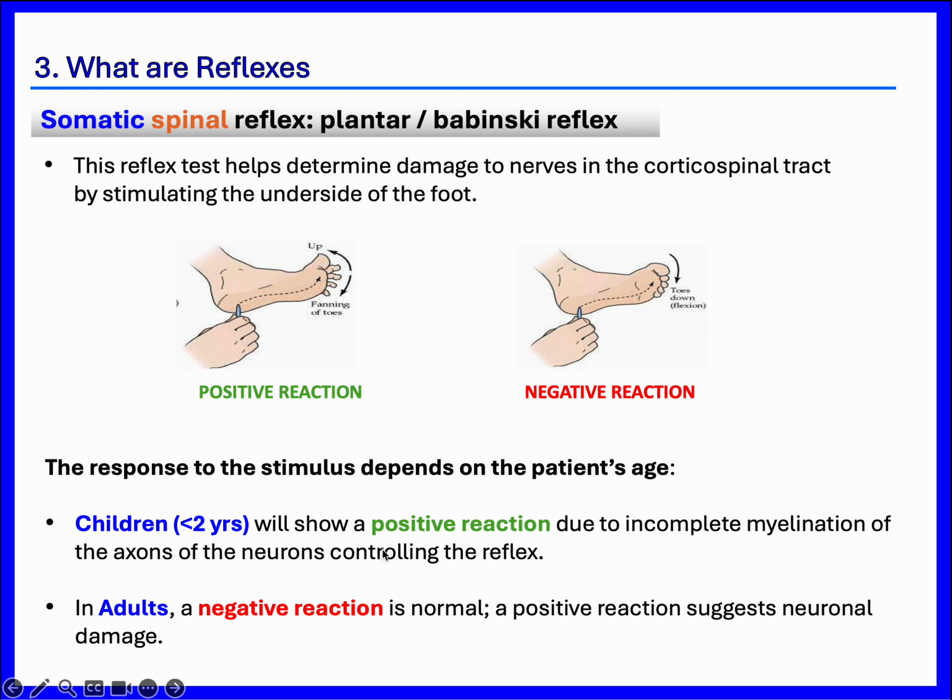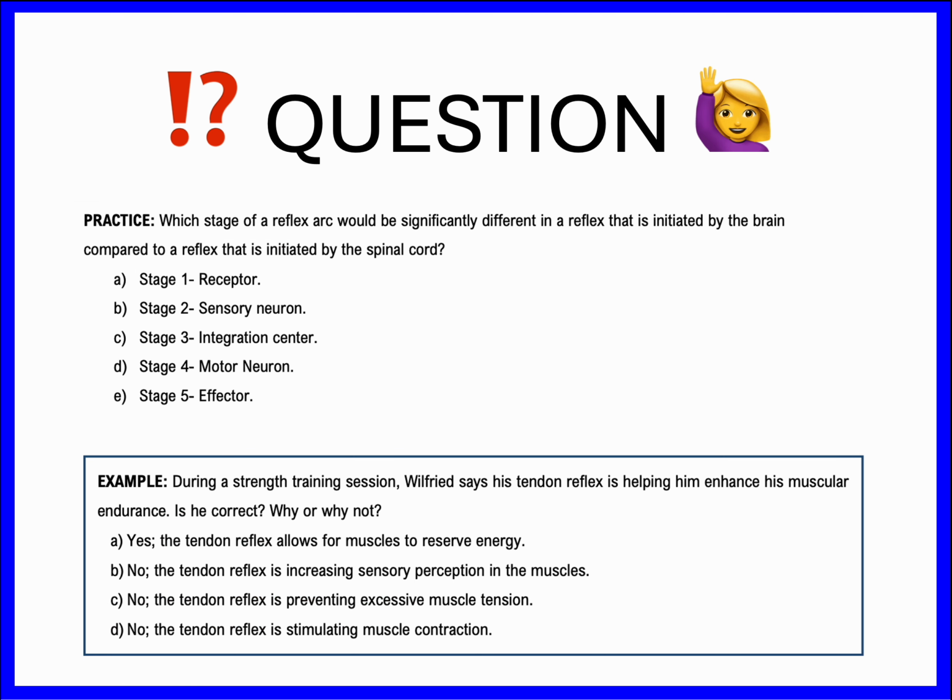If the child shows a positive reaction, this is because their neurons aren't all myelinated yet, and they don't control their reflex very well. That's normal. In adults, what you expect is a negative reaction. You want to see the toes going downwards. That's the normal one. If you see a positive reaction in adulthood, that suggests neuronal damage to the corticospinal tract. And so it's a good way to determine that reflex.